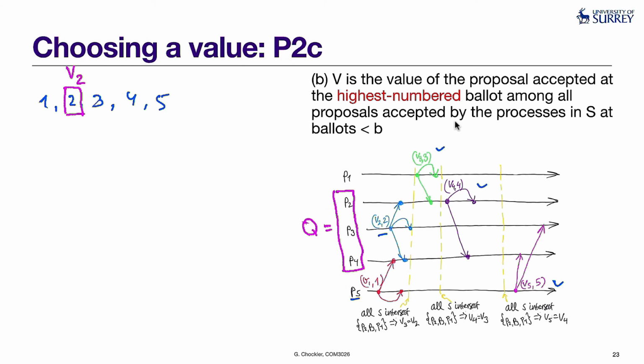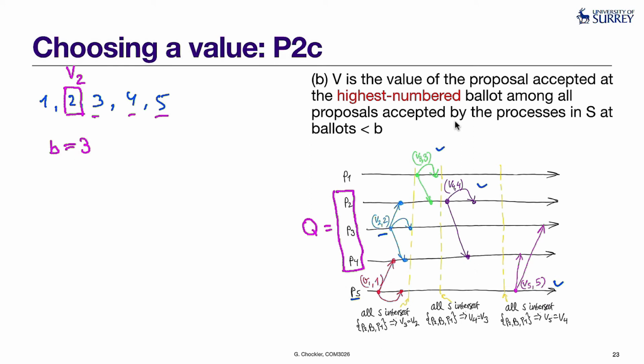So now what we want is that the values issued at all the subsequent ballots, 3, 4, and 5, are all going to be equal to V2. So let's see how part B of property P2C is going to imply this. So let's start going over the ballots in sequence. So let's start from ballot 3.